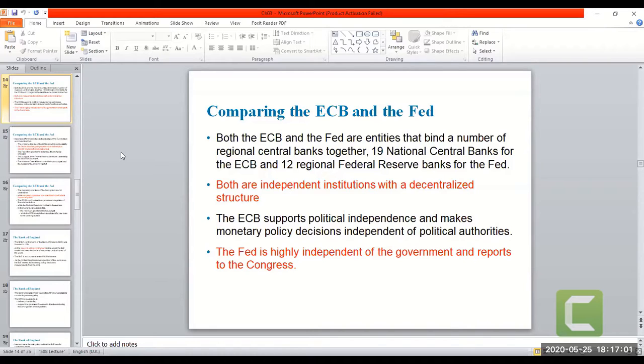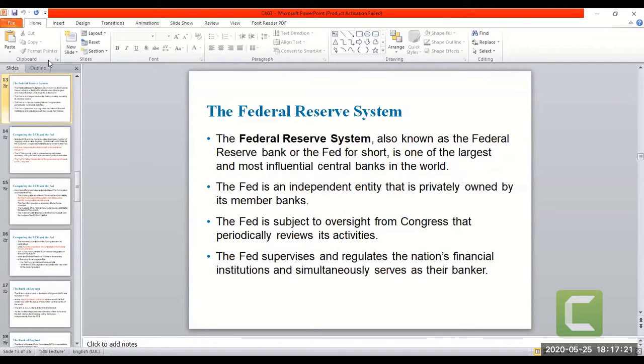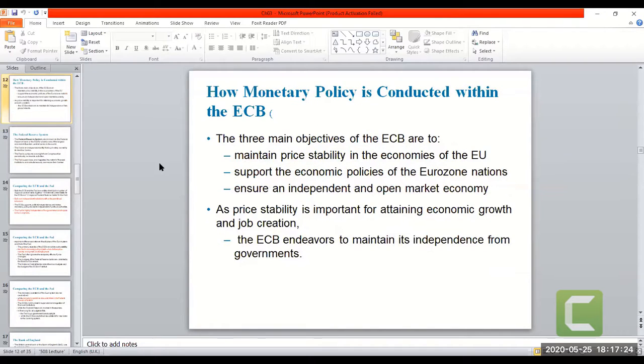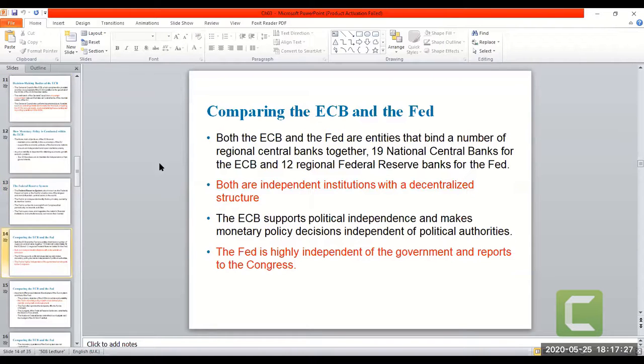The European Central Bank is owned by Germany, France, Italy, Greece, and the other 19 national central banks. Therefore, it is independent from the influence of a single government. The same is true for the Fed. The Fed is also owned by 12 regional Federal Reserve banks. It is independent from the influence of a single government authority.